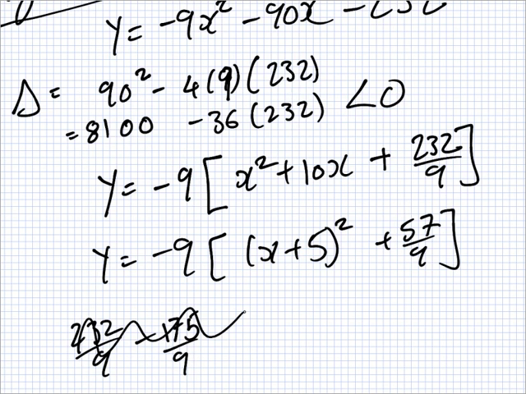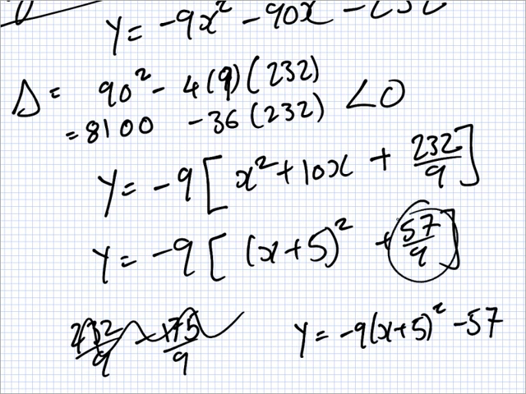I'm getting 19 over 3. Oh yes, 57 over 9 can be simplified. 19 over 3, isn't it? Yeah, 19 over 3. So it is 57 over 9 then. So that would be y equals minus 9 times x plus 5 squared, minus 57. I was just checking that this number was right, because I did it in my head, so I wasn't sure.